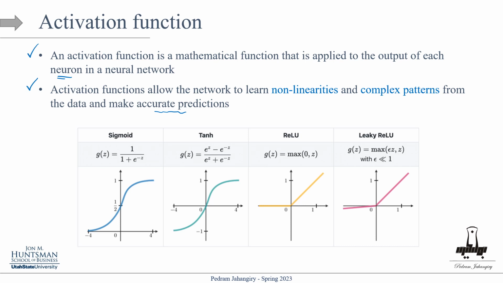All right, so let's start with the sigmoid. So sigmoid is actually a logistic function that maps any real value z to a value between 0 and 1. So here's the formula for that.